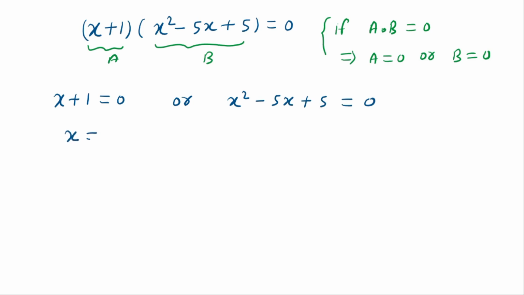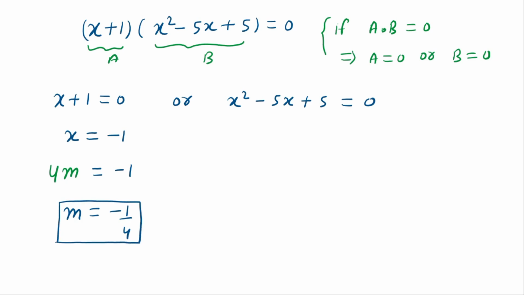Here the value of x is equal to −1, and we know that x is 4 times m. So this x is replaced by 4m, and this is equal to −1. Now divide both sides by 4. Then the value of m is equal to −1/4. This is our first solution. m is equal to −1/4. Let's say this is m1.